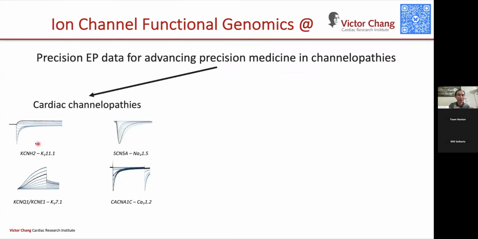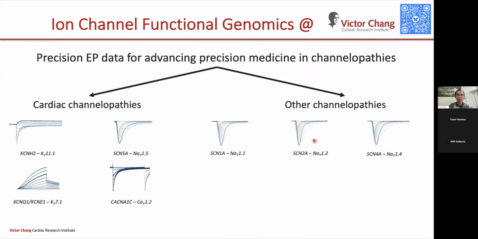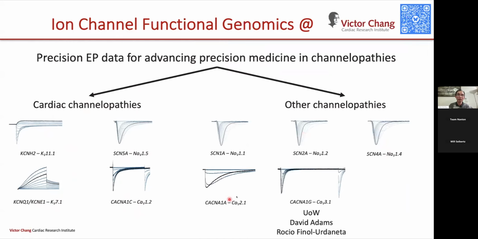So in addition to KCNH2 and SCN5A, we also do KCNQ1, E1 now, as well as the L-type calcium channel for the cardiac channelopathies. But in the lab, we also do other channelopathies related to brain and muscles, calcium channel. This is collaboration with David Adams, and the potassium channels, KCNQ2 and Q3. And these are all currently happening. The idea is to provide patch clamp data for patients that need evidence for reclassification in Australia and overseas if I get contacted.